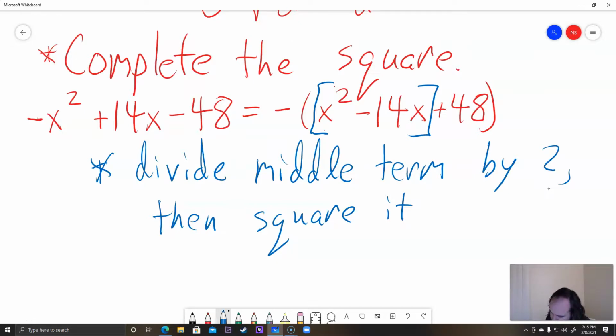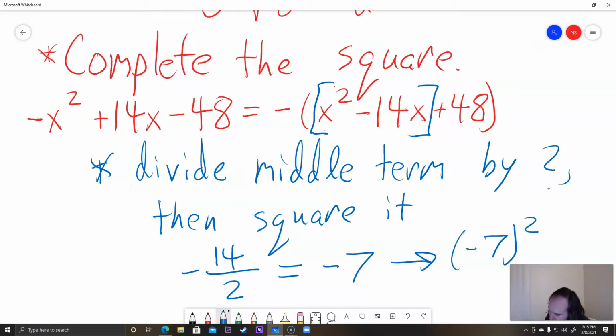So what we've got here is we've got negative 14 for our middle coefficient. We divide that by 2. So that's going to give us negative 7. And then we square it. So if we do negative 7 squared, that gives us 49.